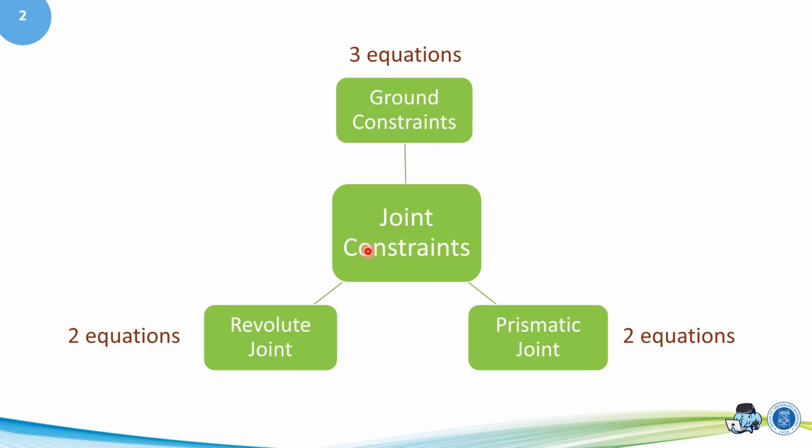constraint. And also, don't forget, the revolute joint reduces 2 degrees of freedom, so the link that is connected by the revolute joint can only rotate. It means that there are 2 equations in the revolute joint constraint. And also, the prismatic joint reduces 2 degrees of freedom, that's why the prismatic joint only has 2 equations.